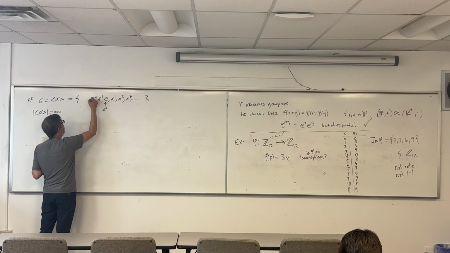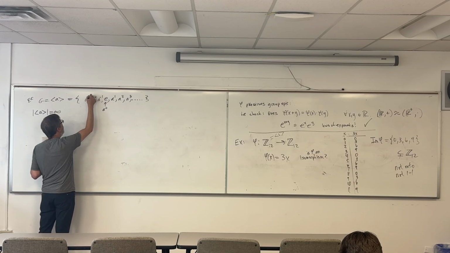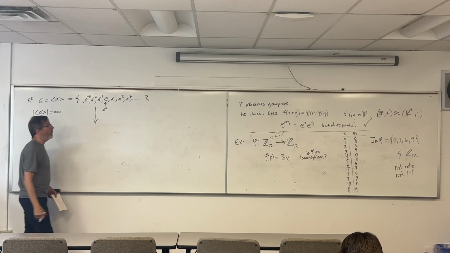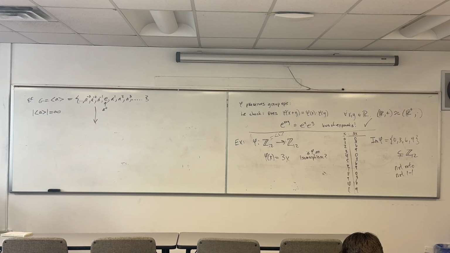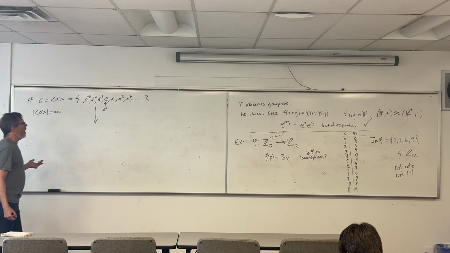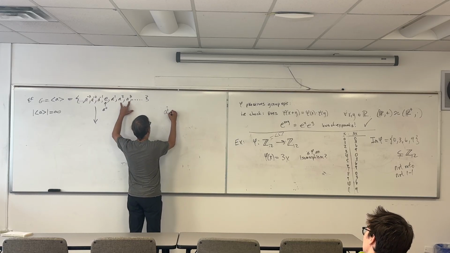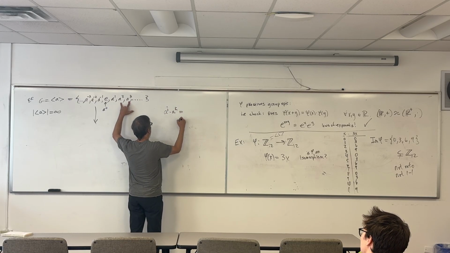And I want you to look at this and see if you can think of a group that I could map that to in a one-to-one and onto way. Do you see one, Camilla? What would be maybe a natural other group? Let's actually add some things. If you have an a to the j times an a to the k, how do you combine those?